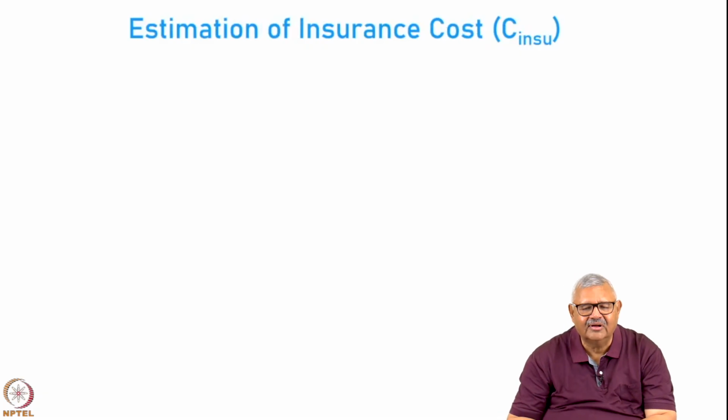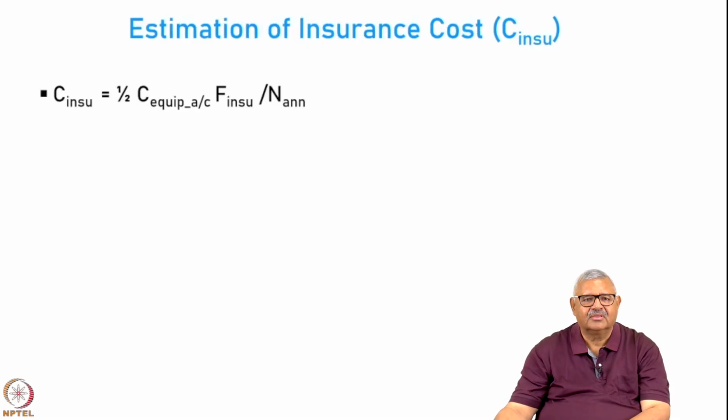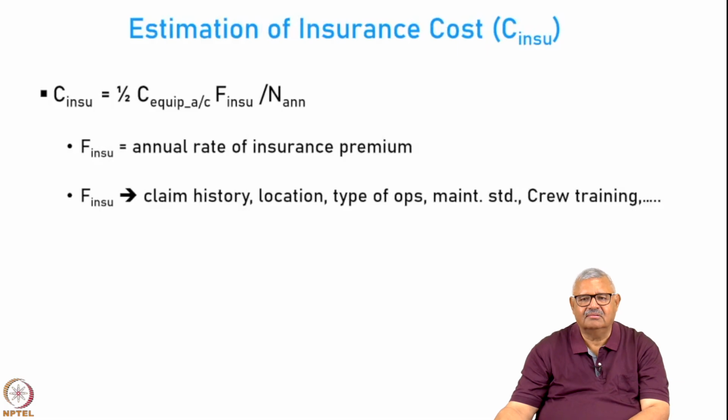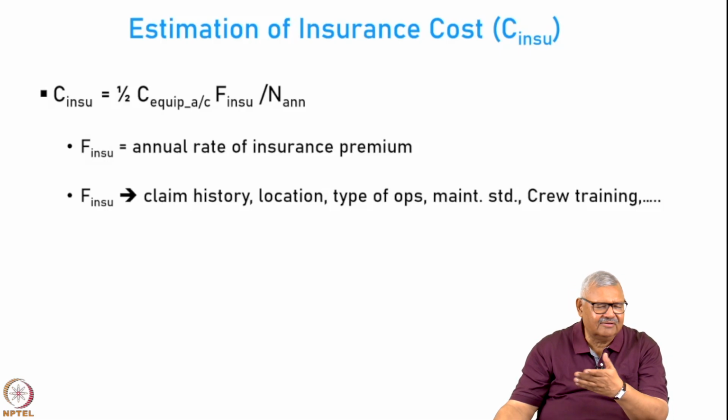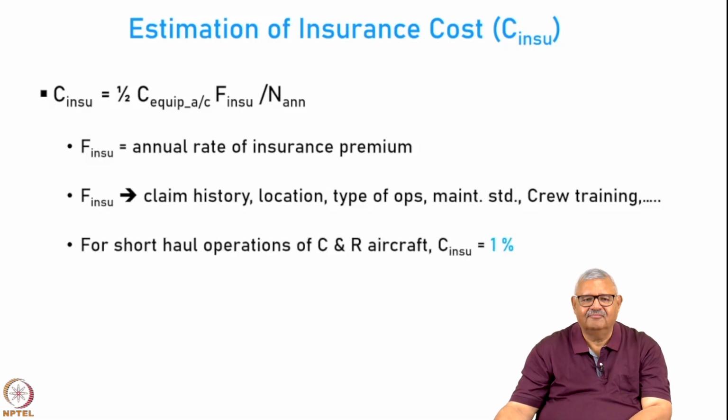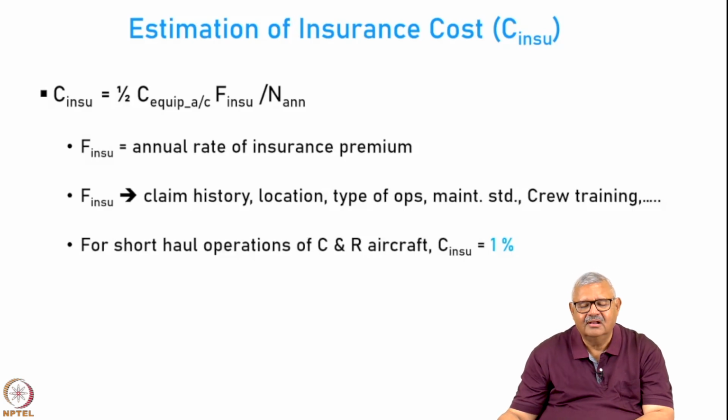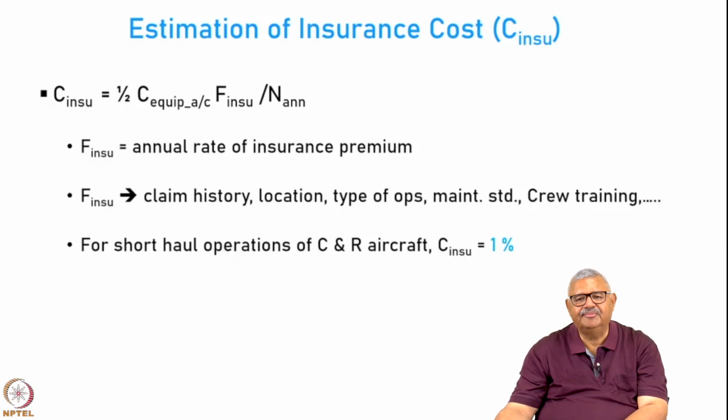And the last term of standing charges is the insurance, which also is taken on the basis of the insurance premium. That premium depends on many factors. It depends on your claim history, where you are located, whether you fly during tropical conditions, monsoon, or in calm conditions, what kind of operations you have, short haul operations or operations on prepared runways, maintenance standards you follow, what training, there are many factors. So, all that decides. We are assuming that for a commuter and regional aircraft operating on short haul operations, there will be a 1% insurance premium charged.